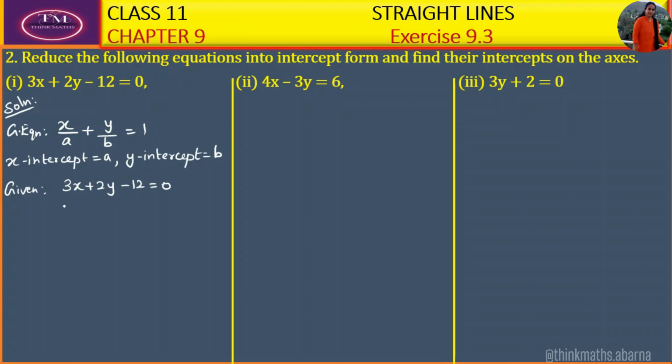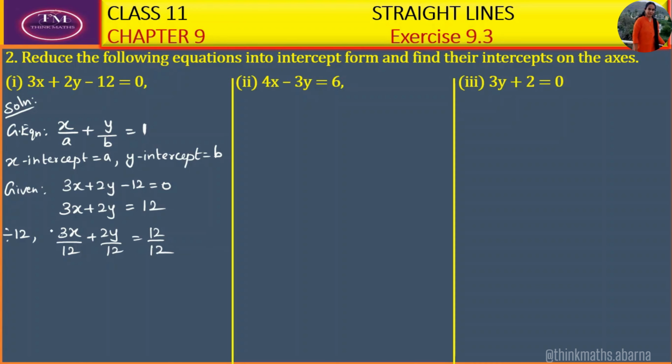So what we can do, we can keep the x term and y term, bring the constant to RHS. So minus 12 will become plus 12. So here RHS is 12. To make this 12 into 1, we have to divide by 12 on both sides. So if we divide by 12, it is 3x by 12 plus 2y by 12 equal to 12 by 12.